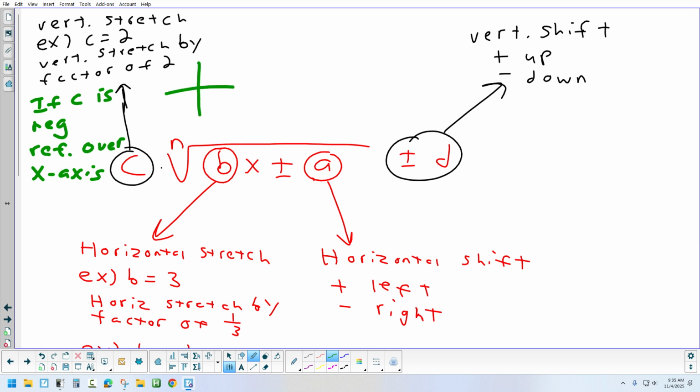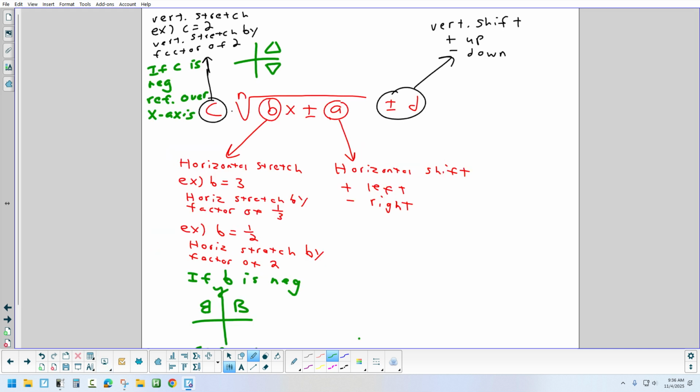Vertical reflection means you're going to flip, or vertical flip up to down. So this would look like that. That's a vertical reflection. That's over the x. Okay, so that page right there describes all the transformations of a radical function. Any question on anything about the A, the B, the C, or the D?